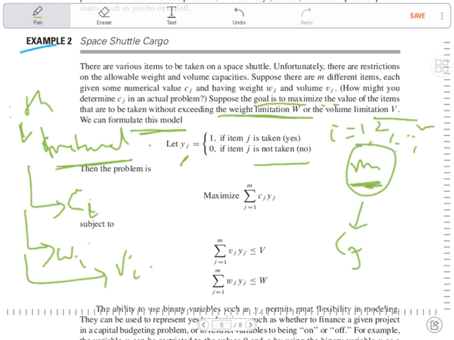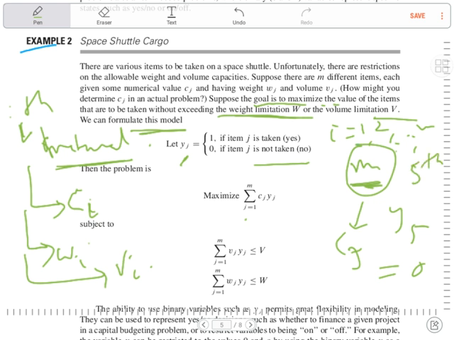Now what is our maximization goal? Maximize the sum of cj yj. m number of materials are there, so here the summation is from 1 to m. For each material, I will see whether it is carried or left aside, that means whether it is in the space shuttle or not. If it is in the space shuttle, then yj will be 1, otherwise 0. And then some numerical value is attached to it. Now you see, I will try to maximize those numerical values corresponding to those materials which are carried.